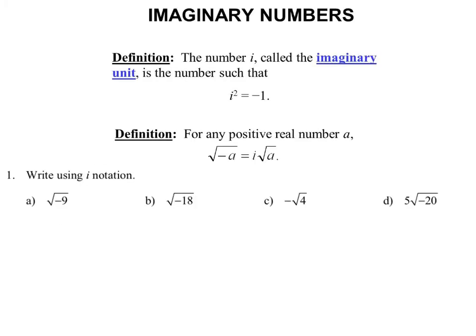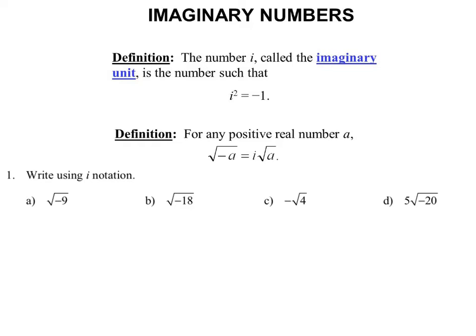We're going to write each of these radicals using i notation, and I want to begin by talking a little bit about imaginary numbers. By definition, the number i is called the imaginary unit. It's the number such that i squared is equal to negative 1. And by definition, for any positive real number a, the square root of negative a can be written as i times the square root of a.